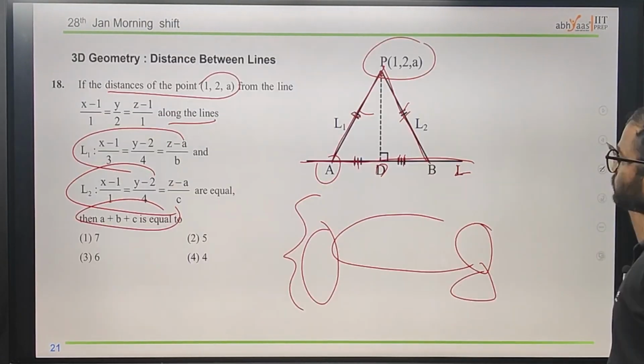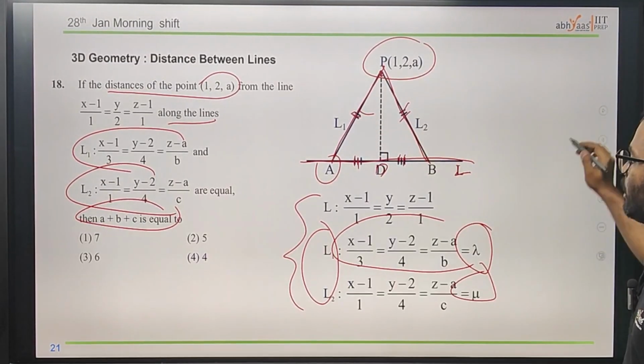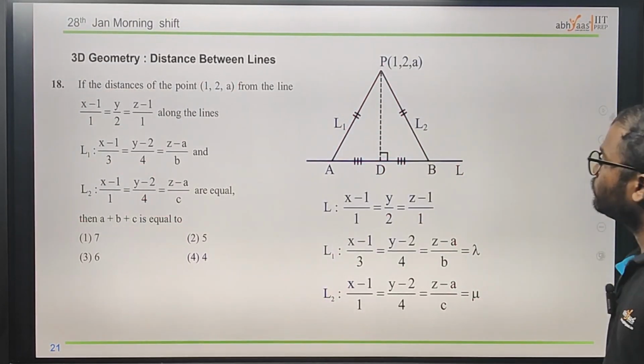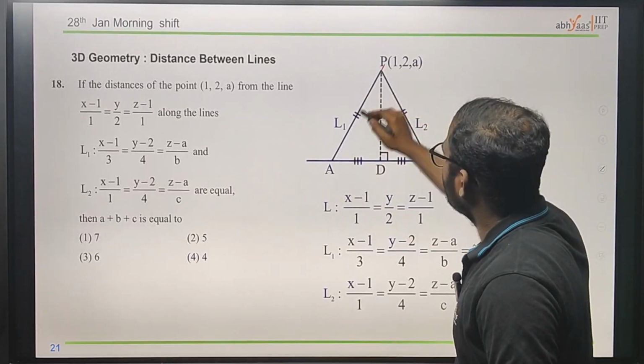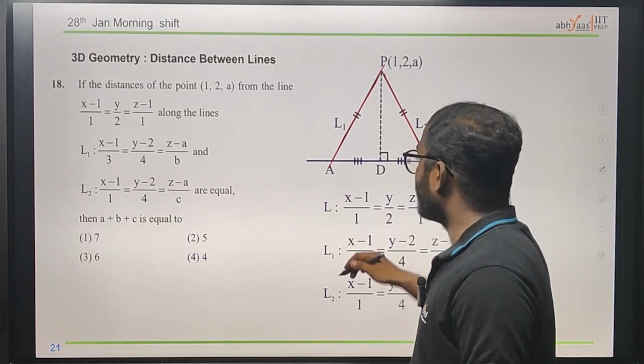So you need to understand what is happening here. I hope you understood. This is the prompt: PA and PB equal is a condition you have to use to find it.